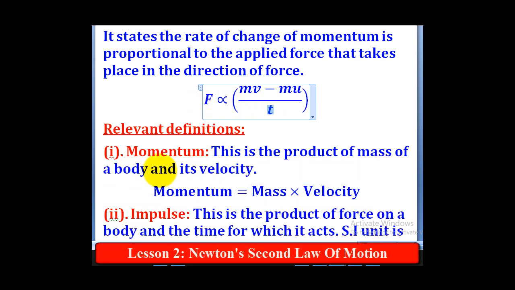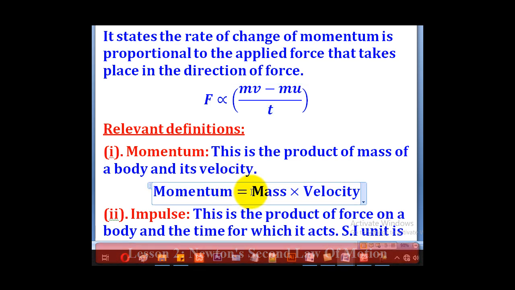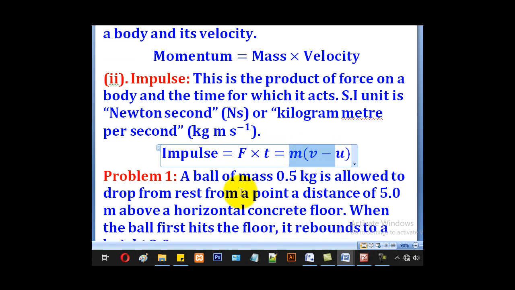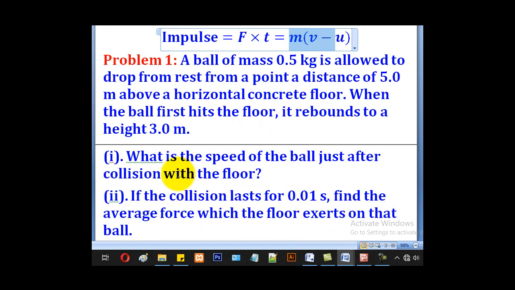So what is momentum? This is the product of mass of a body and its velocity. So momentum is given by mass times velocity. Impulse, this is the product of force on a body and the time for which it acts. The SI unit is newton second or kilogram meter per second. So impulse is given by two formulas: one, force times time, or change in momentum. And we shall use that to go through this problem.